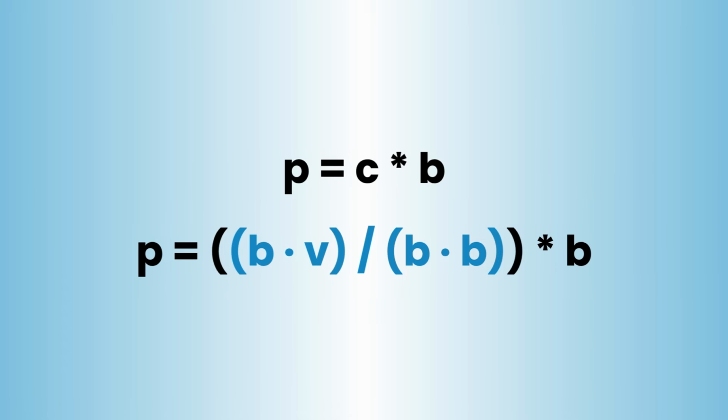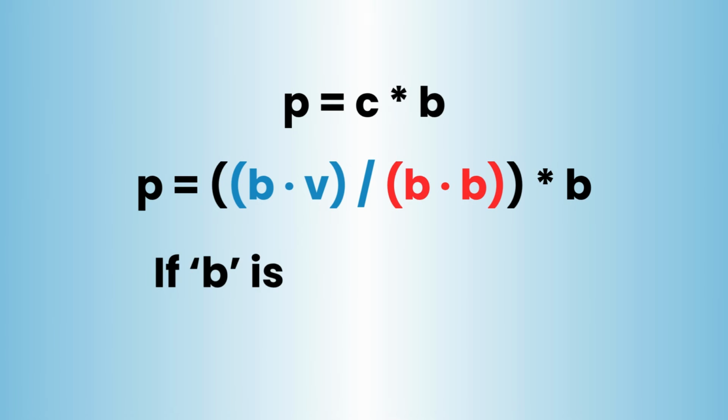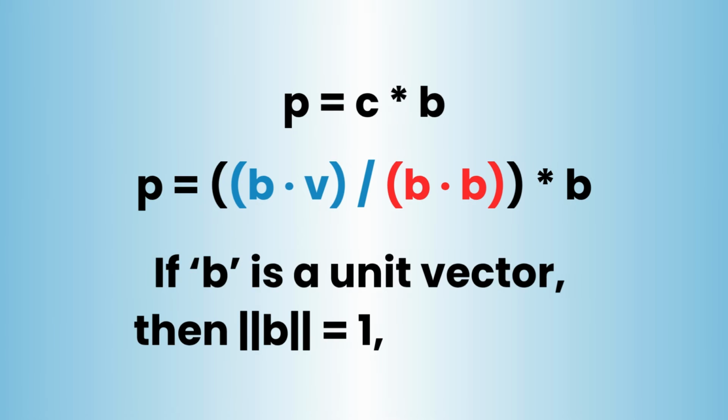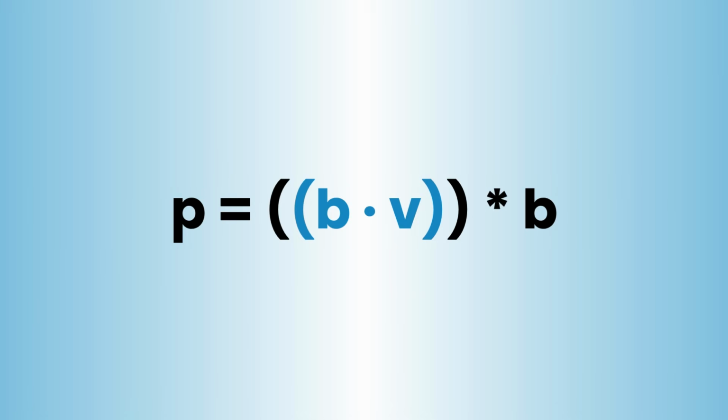But remember the gold standard from our last video, the orthonormal basis. What happens if our direction vector b is a unit vector? If b is a unit vector, its length is 1. The dot product of a vector with itself is the square of its length. So b dot b is just 1. If our basis is orthonormal, the entire denominator disappears.